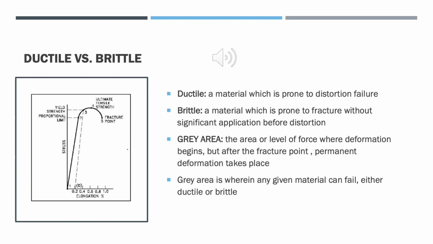For example, a ruler can bend quite a bit, and when we let go of it, it comes back to its original state. But if we continue to add force onto the ruler, it will reach the fracture point and then it will break.